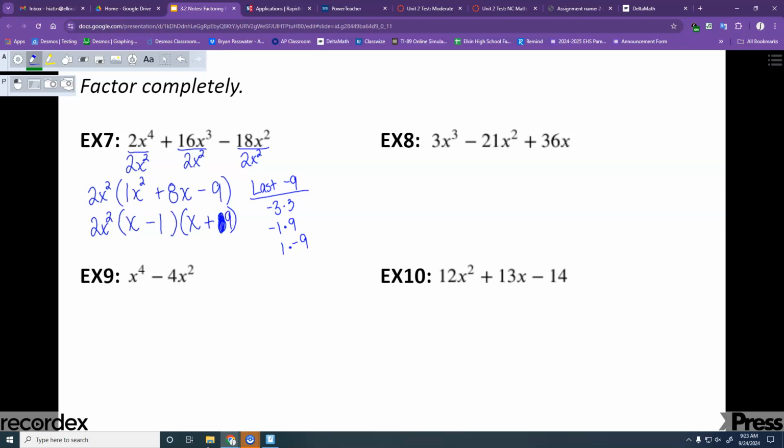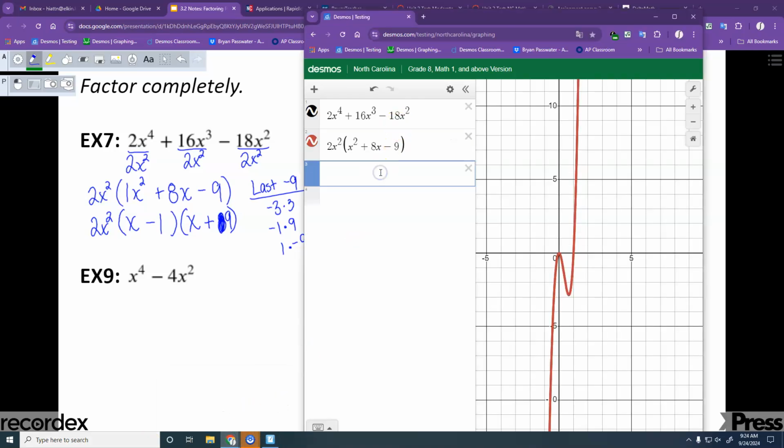Thank you. And so if I go over to Desmos, and if I type this in, 2x squared, x minus 1, x plus 9, see, it is also the same graph, but I've broken it down further. So this is what Delta Math is going to want you to plug in. Okay? Questions there?